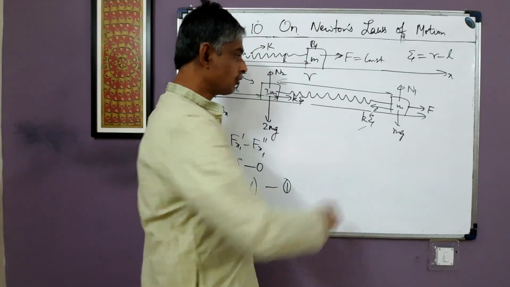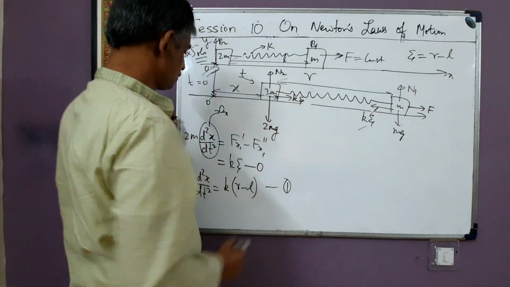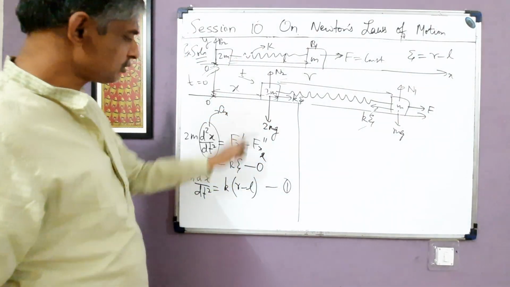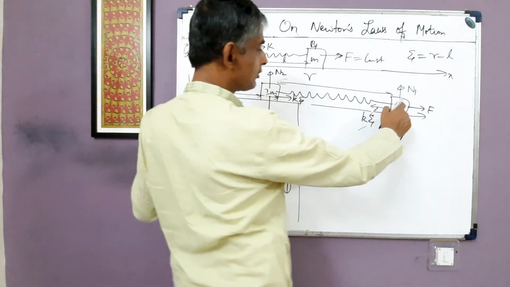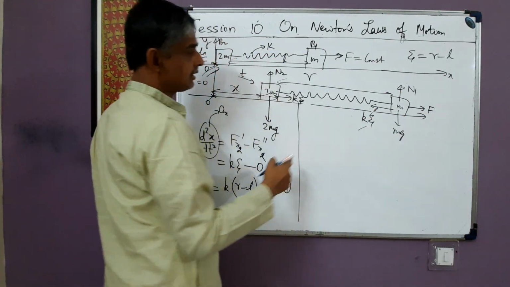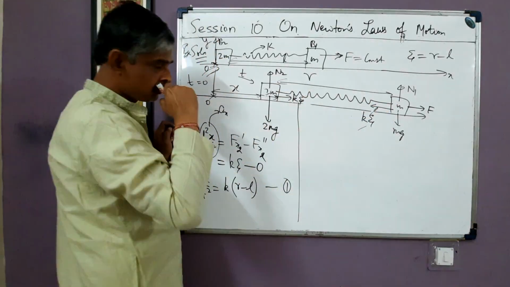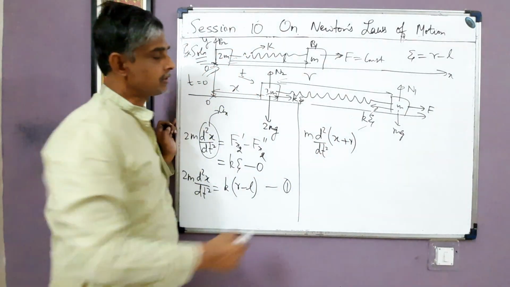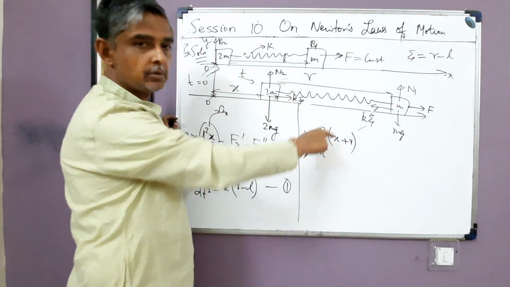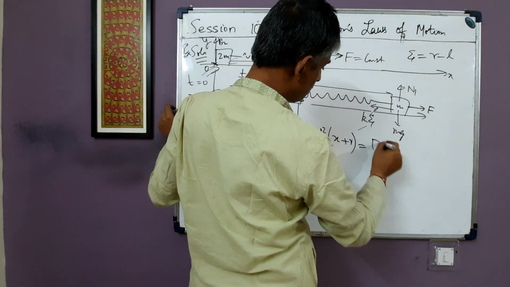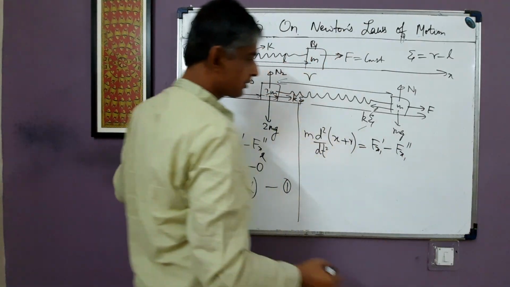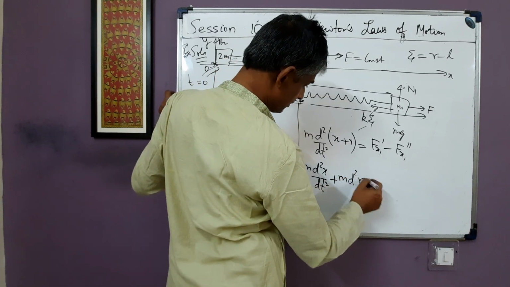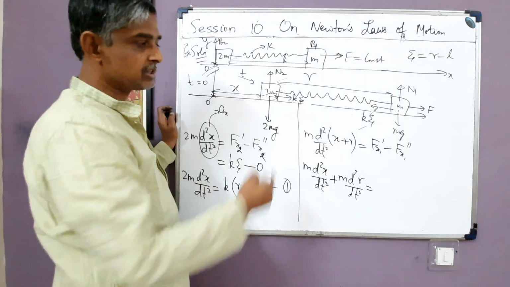Now I apply Newton's second law to block of mass m in rightward direction with respect to ground. So what do I do for that? I write fx1 dash minus fx1 double dash. Now I apply Newton's second law to block of mass m in rightward direction. So what is the x coordinate of block of mass m? It is x plus r. So we write m times d2 by dt2 of x plus r, because the x coordinate of block of mass m becomes x plus r. The second derivative of this is the x component of acceleration of block of mass m, and that is equal to fx1 dash minus fx1 double dash. This will be written as m d2x by dt2 plus m d2r by dt2 is equal to fx1 dash minus fx1 double dash.